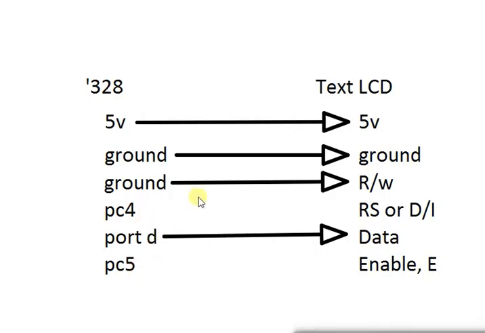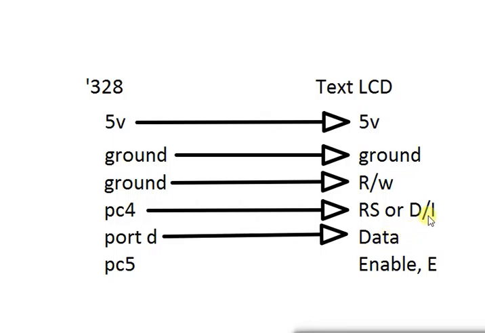Next, the text screen needs to know if you're sending a data or an instruction. So I'm going to use port C, bit number 4, to designate whether the data is actually a letter or if the data is an instruction. A letter would mean I want the screen to display a letter like A through Z. Those are letters. An instruction would be something like clear the screen, or go to the home position, or skip to the next location on the screen. Those are commands, instructions to the LCD screen.